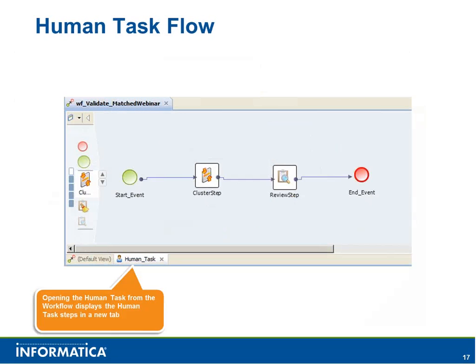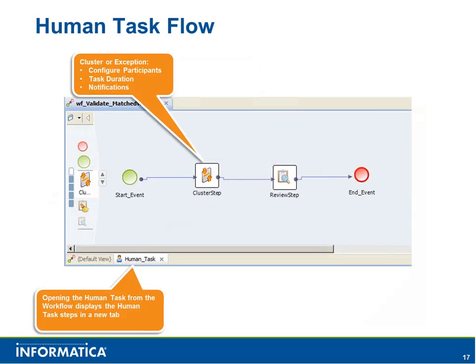So if you right-click and drill down into your human task, you'll see something like this. It opens in a separate tab, so it's all in the same screen, and you can just move between the tabs to see what's there. It looks very similar to the other workflows, so you still have a start and an end event. In this particular one, we have a cluster step, so we've generated a duplicates table, and we want our end users to go in and review that data and make some decisions based on it.